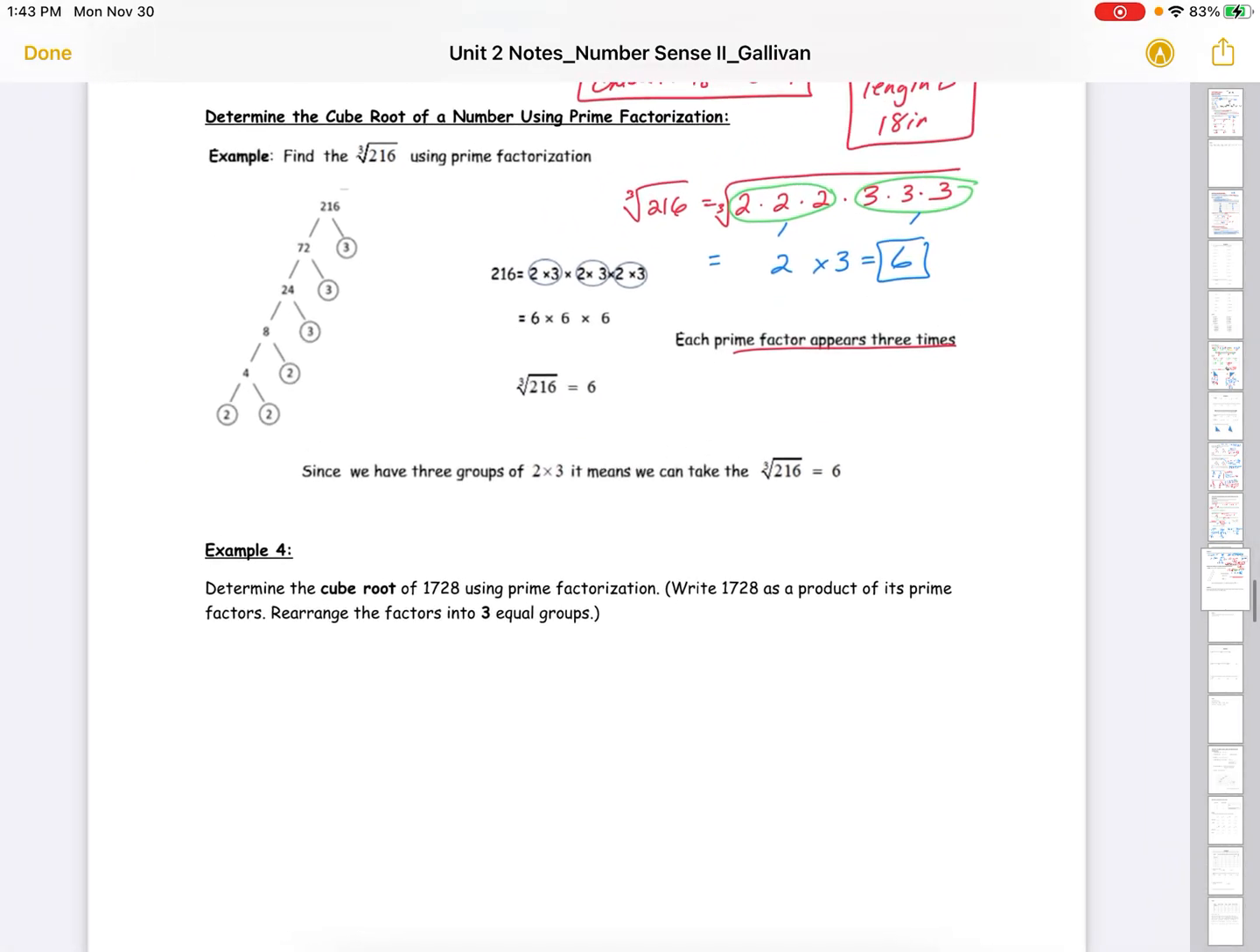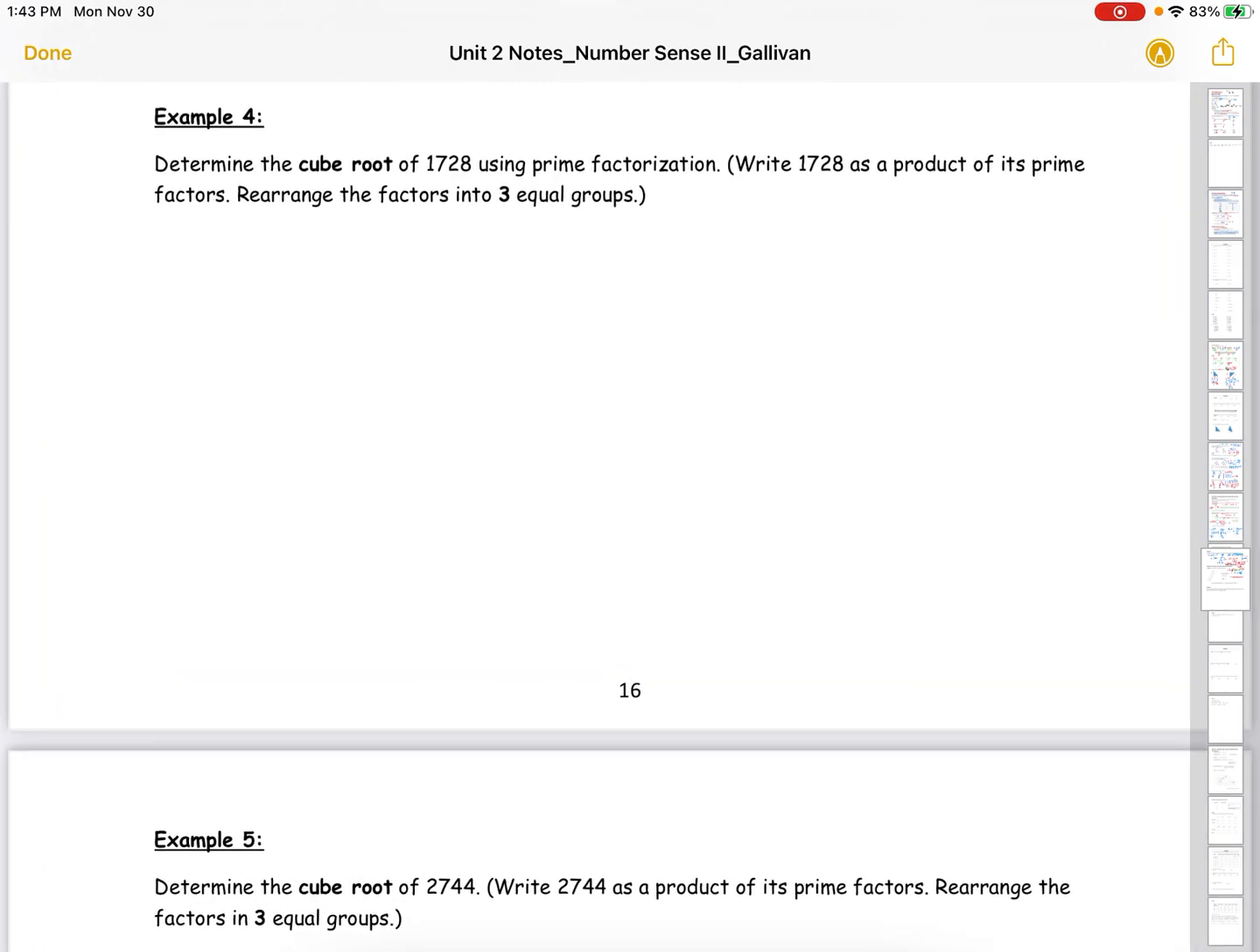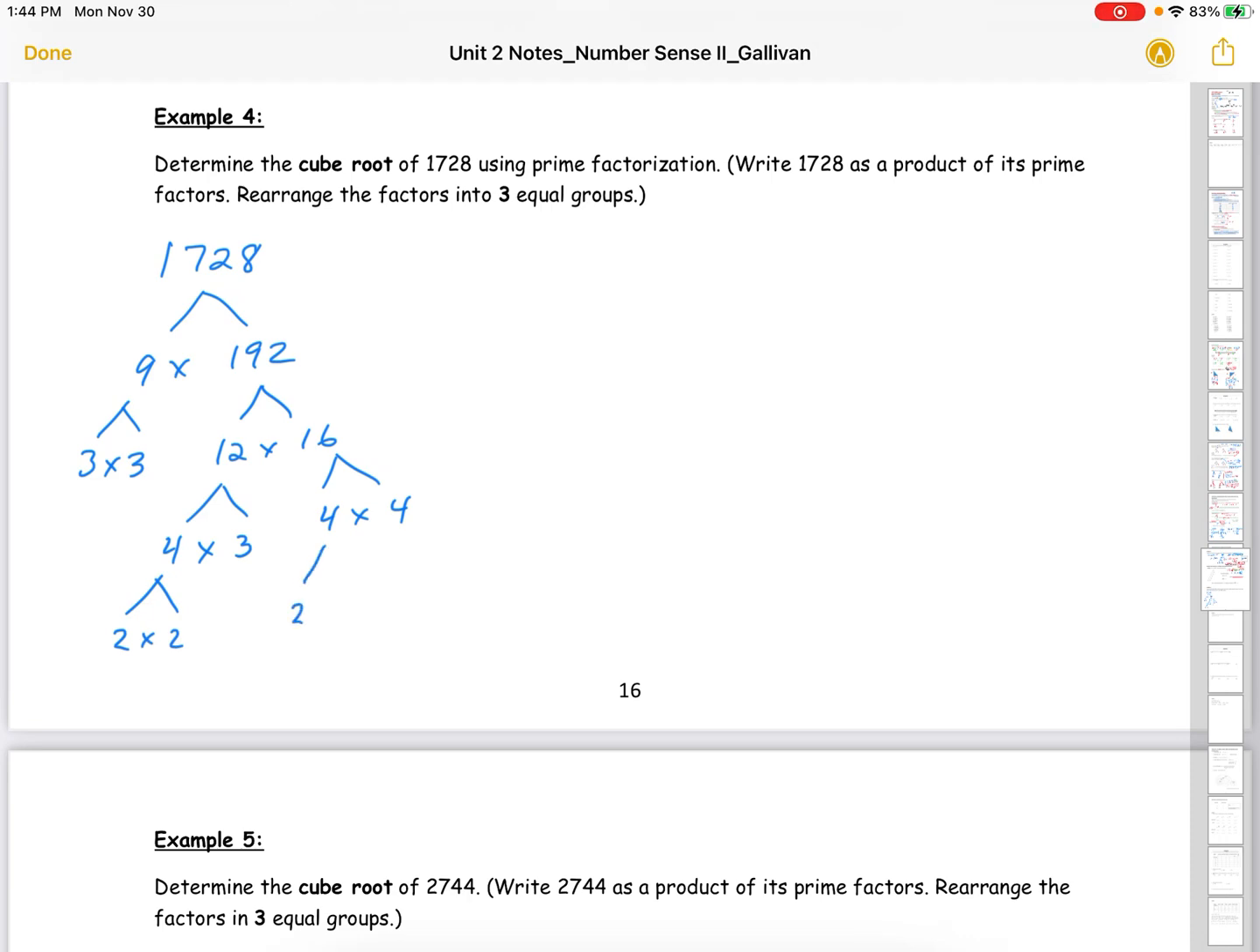You can use prime factorization to find your cubed roots the same way we did with square roots. So, determine the cube root of 1728 using prime factorization. So let's factor. 1728 is 9 times 192. 9 is 3 times 3. 192 is 12 times 16. So this will be 4 times 3. 16 will be 4 times 4. 4 is 2 times 2. And here we have 2 times 2 and 2 times 2.